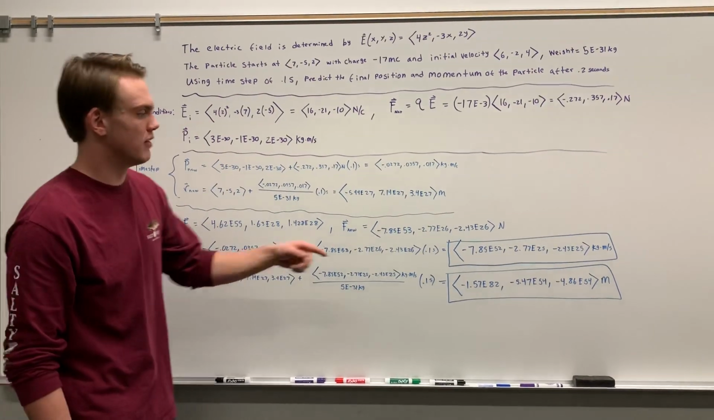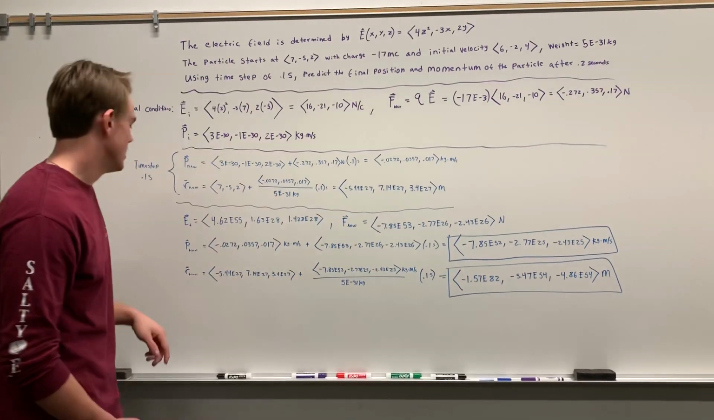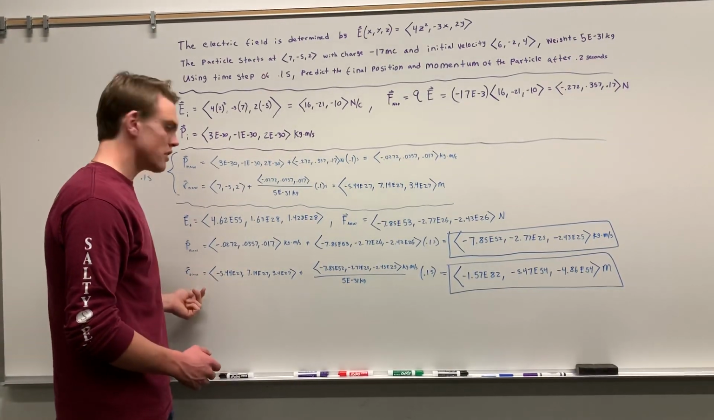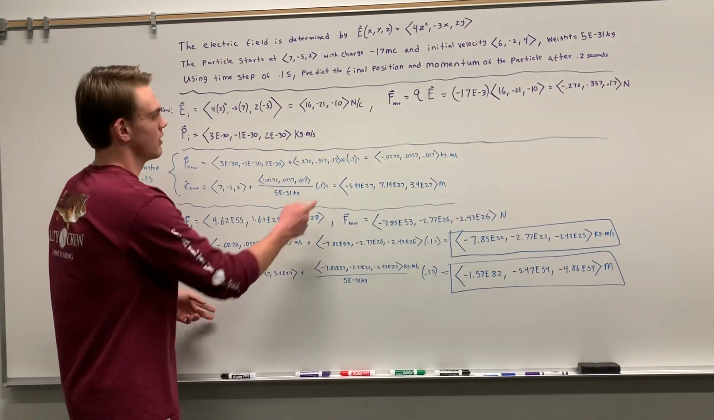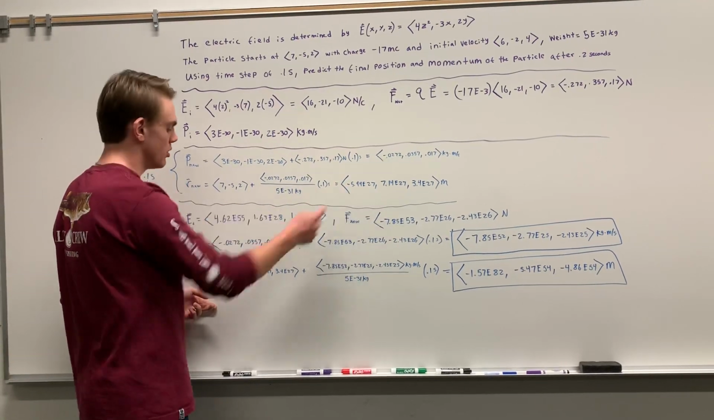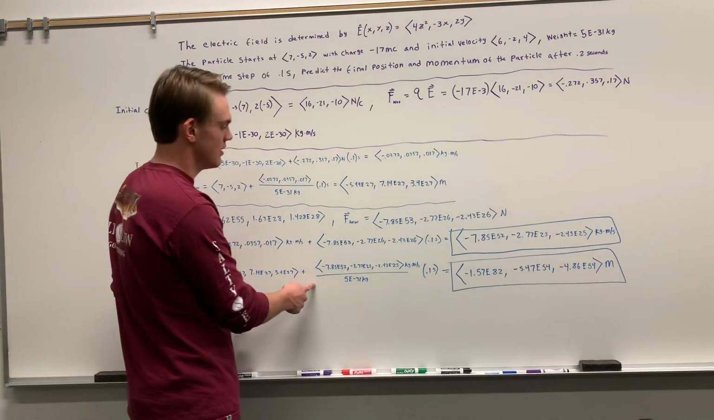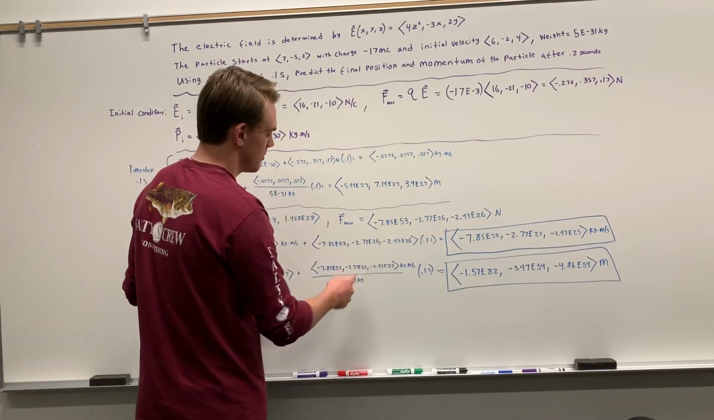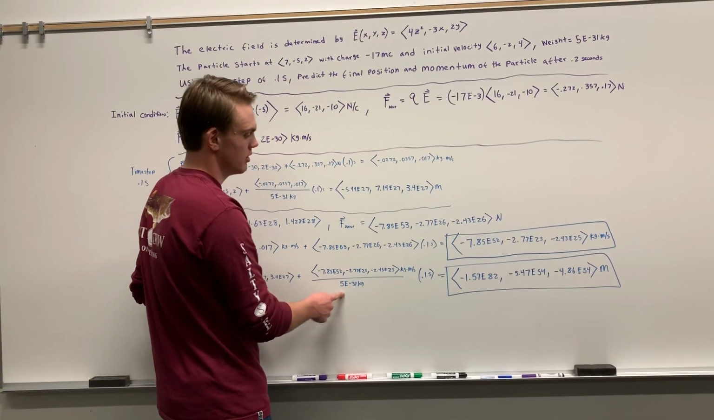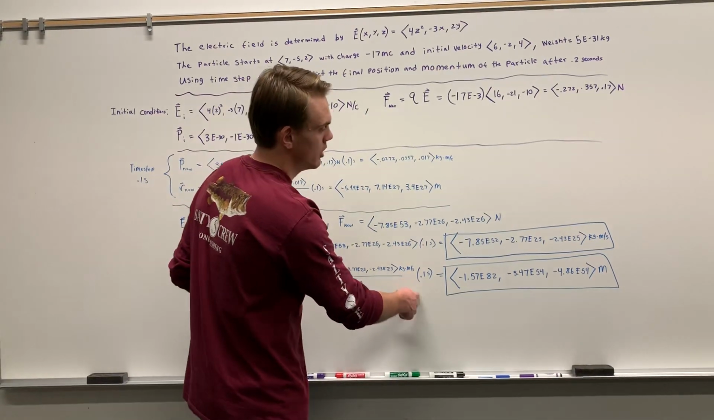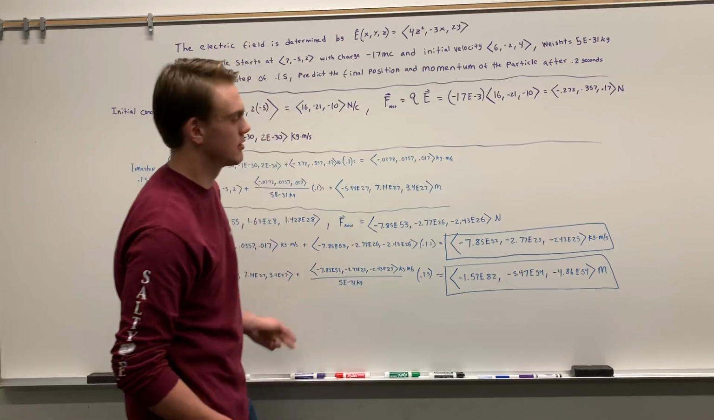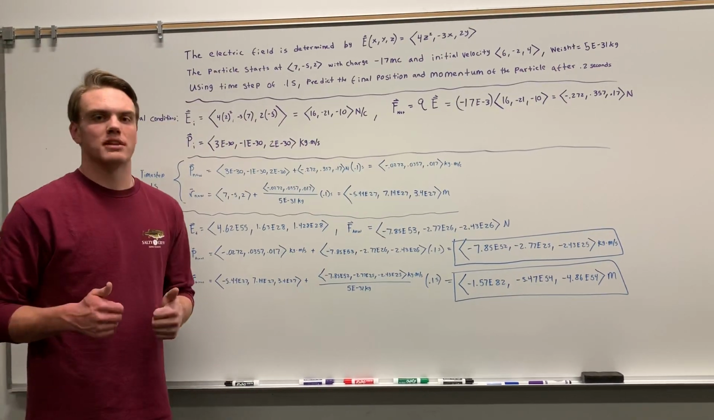And then using the final momentum after 0.2 seconds, I plugged it into the position update formula, where I took the old position that we found after 0.1 seconds and added it to this final momentum divided by the mass of the particle times the time step of 0.1, which gave me the ultimate final position of the particle after 0.2 seconds. And that's how I solved that problem.